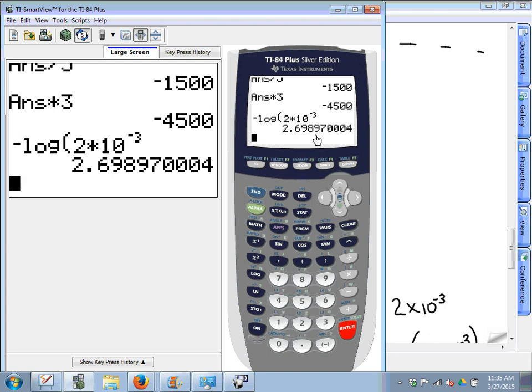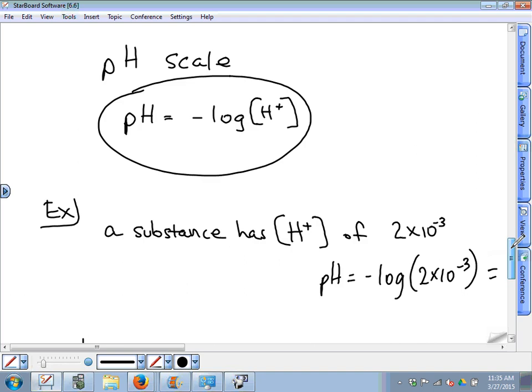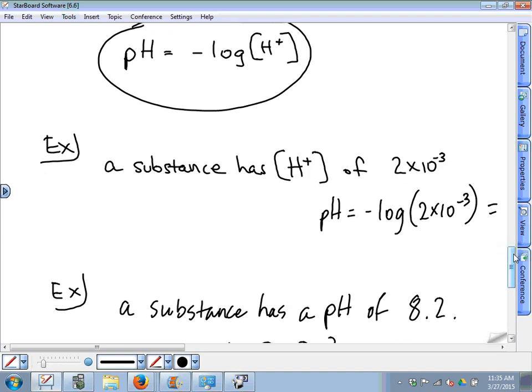Cool, huh? Now, question 3 is going backwards. They give you the pH, and you're supposed to find the H plus value. So check it out. Write this example down. A substance has a pH of 8.2. So this would be some kind of a base.